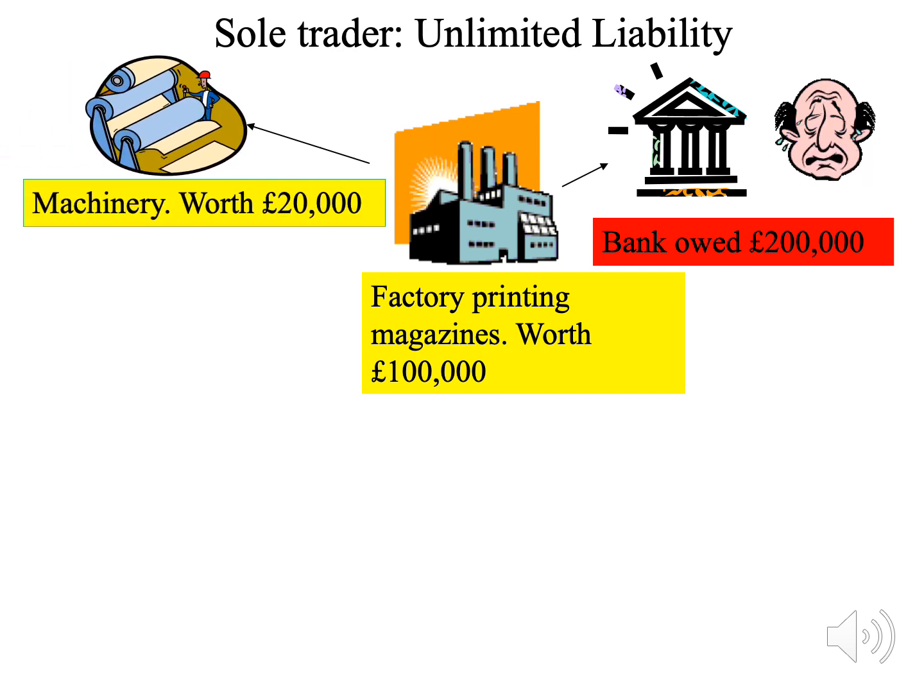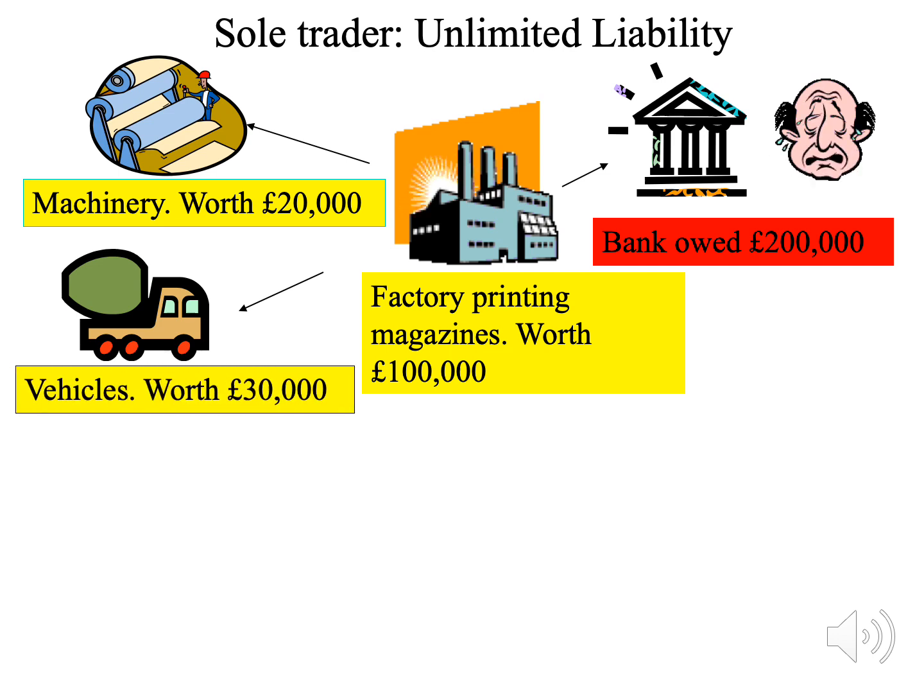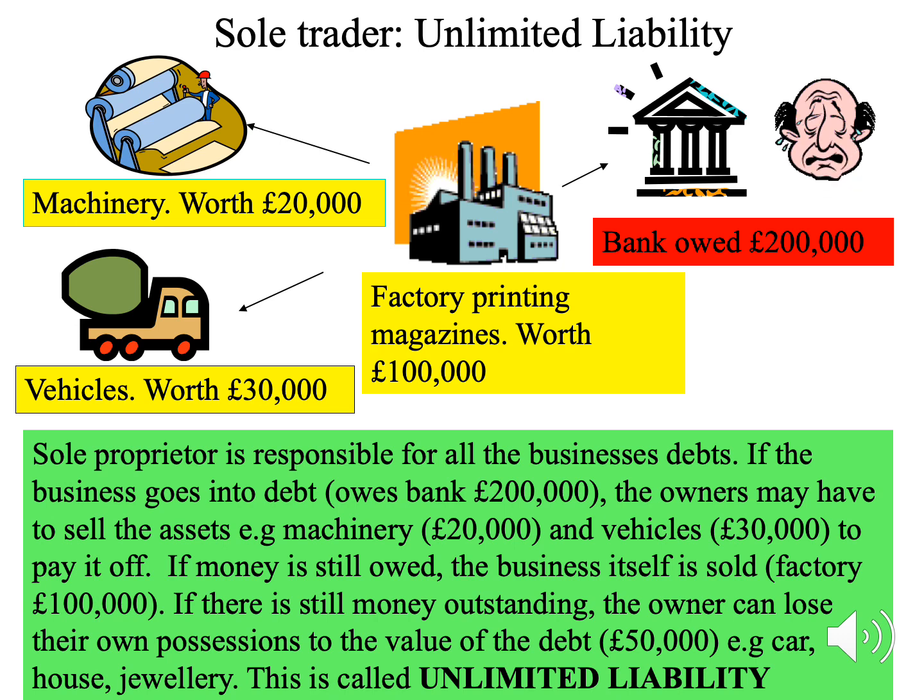Now, as part of its operations, when it's printing magazines, the factory obviously has to have some machinery. Okay, this is the means of production. This is how it does what it's supposed to do. Okay, so it's got machinery, printing press, maybe various other things, computers, whatever this machinery is. It's worth £20,000. It's also got vehicles. Not sure why that's a cement mixer, but it might need a cement mixer. The vehicles that it owns are worth £30,000.